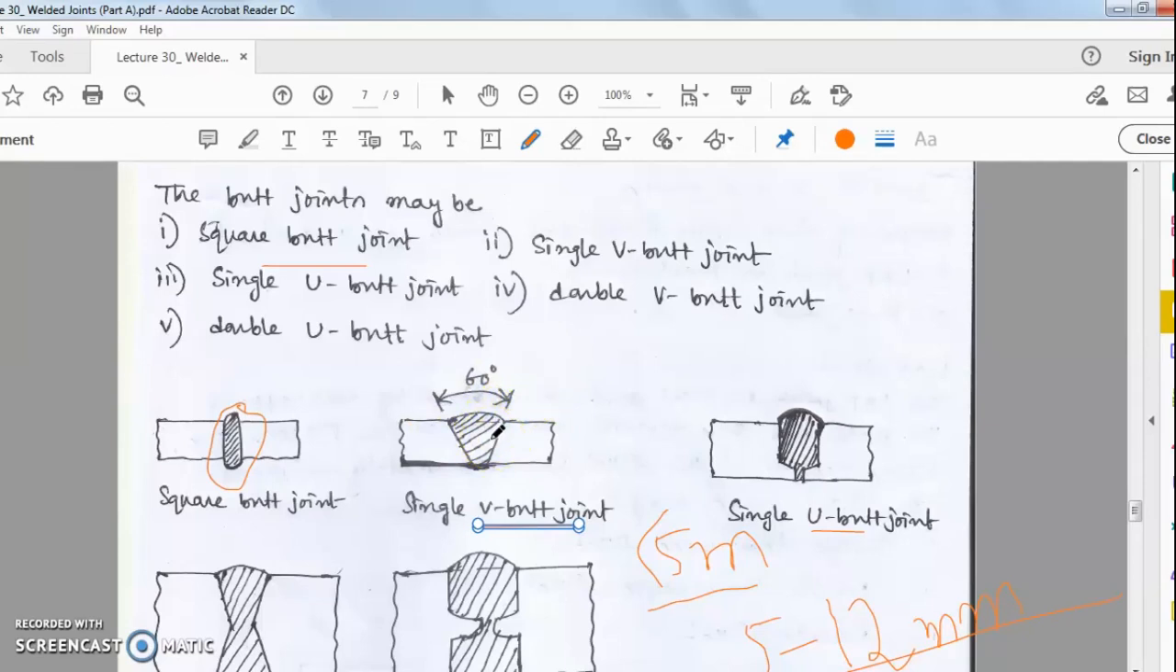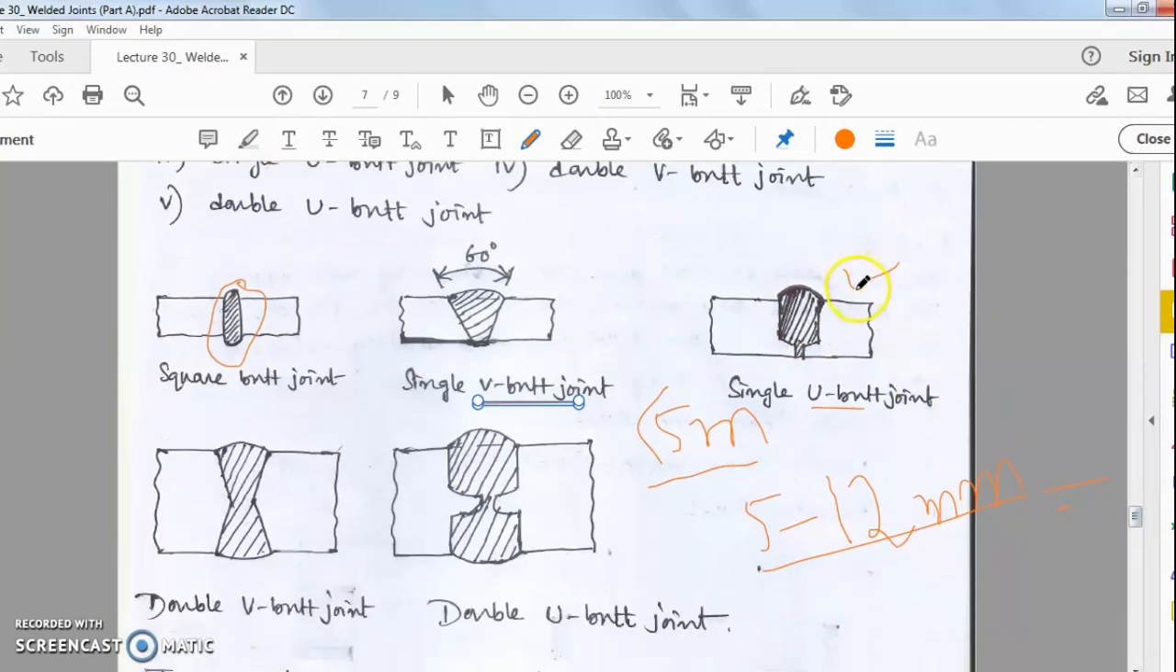Next, come to the single U-bar joint. The welded shape looks like a U. This is called the double V-bar joint. So this is one V, this is another V. So two Vs are there. The joint looks like a double V shape. So that is why it is called the double V-bar joint.